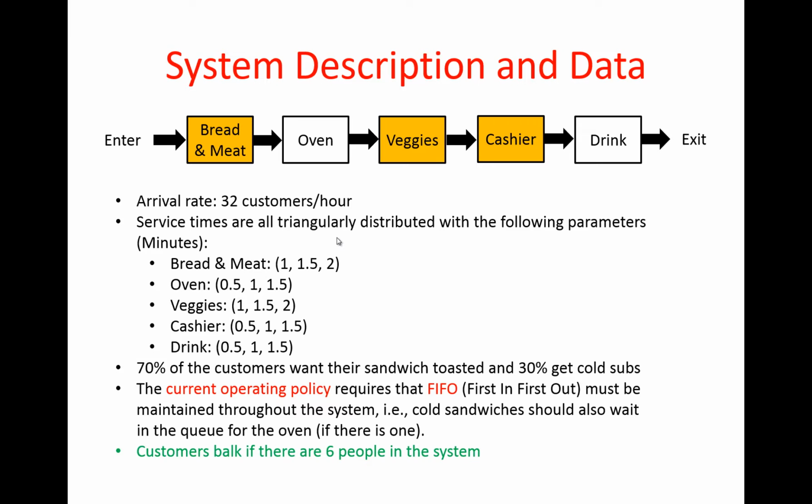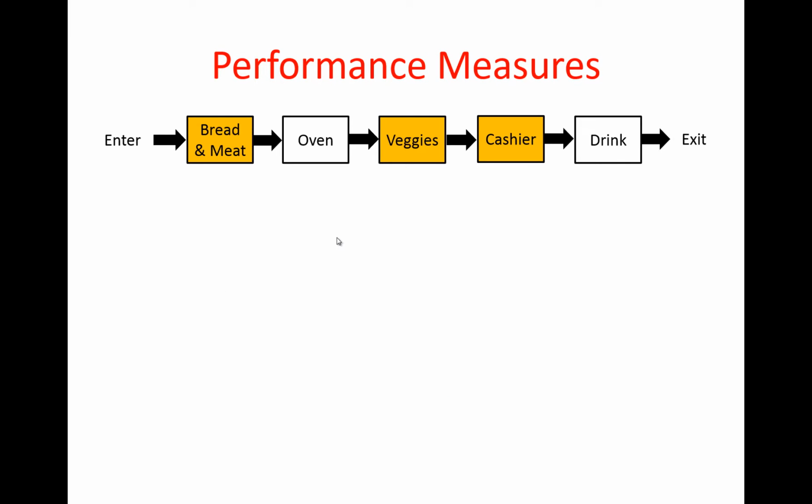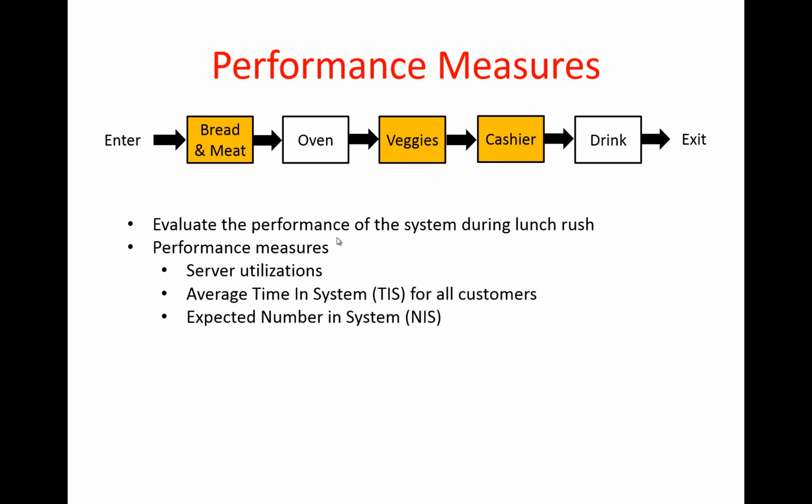As for the performance measures, we would like to evaluate the performance of the system during lunch rush, so we would like to do a steady state analysis. Specifically, we're interested in server utilizations, average time in system for all customers, and expected number in system. However, we're also interested in the percentage of customers that balk and the average time in system per customer type. In other words, customers that get cold sandwiches and customers that want their sandwich toasted.